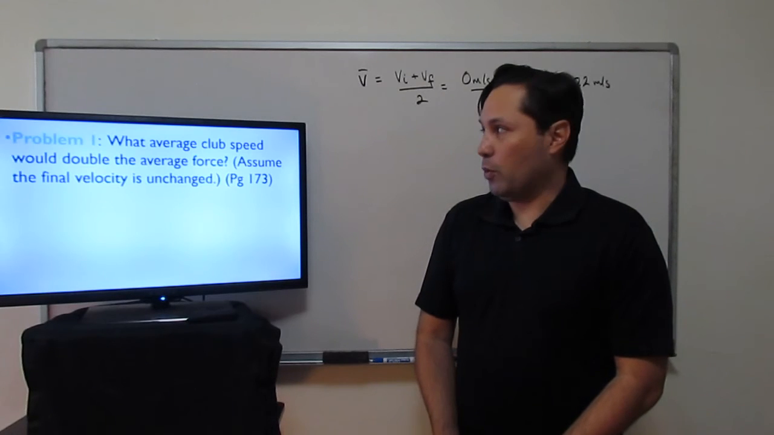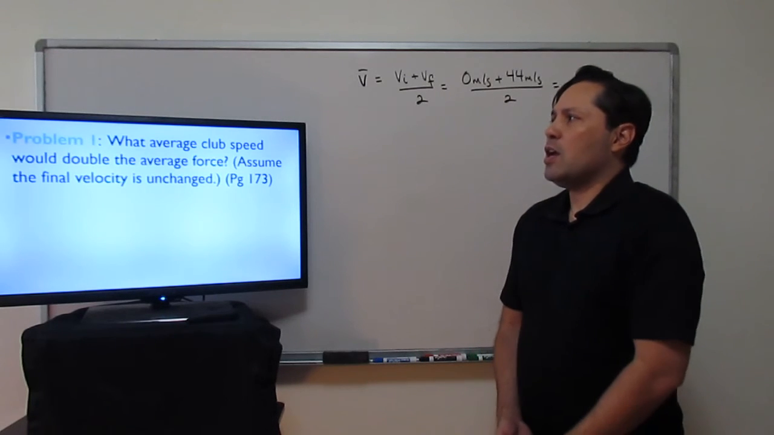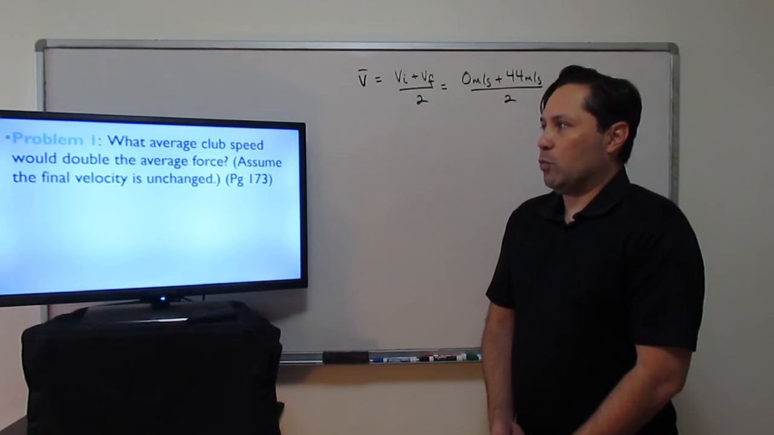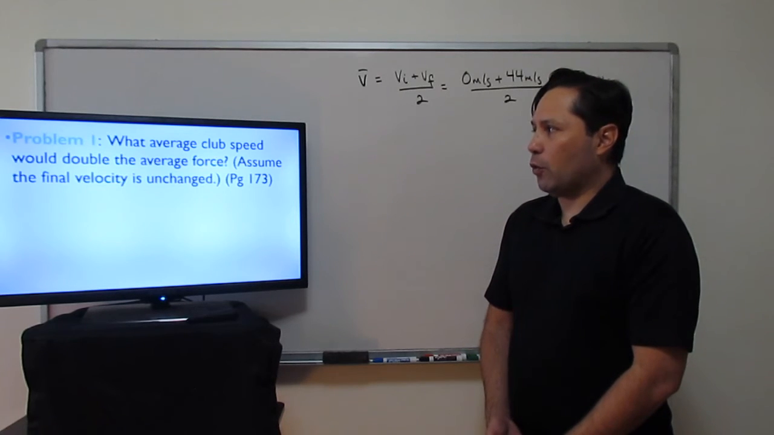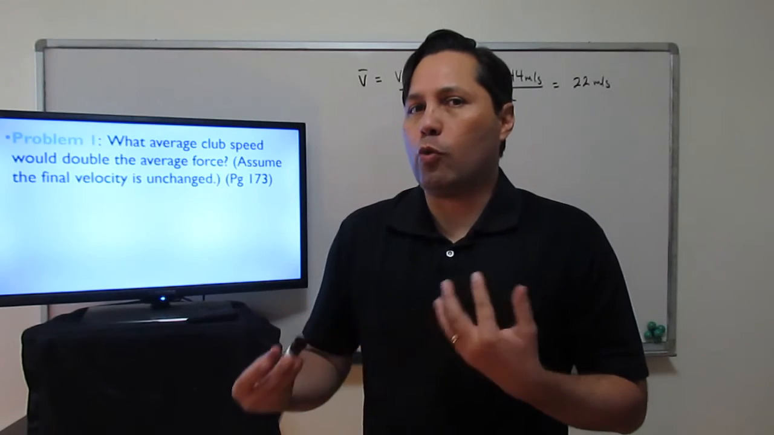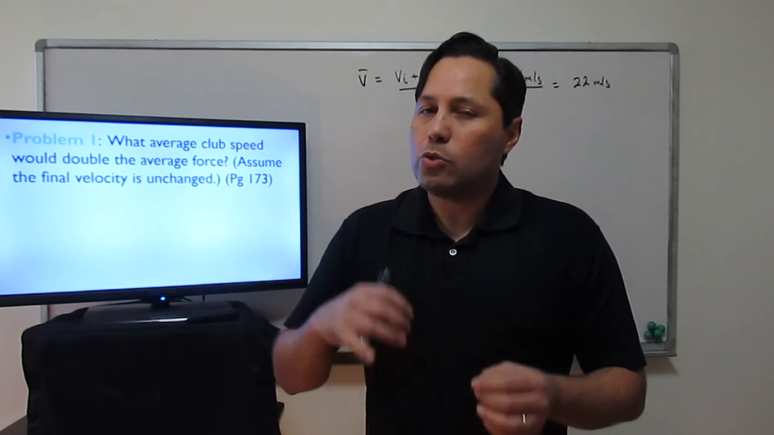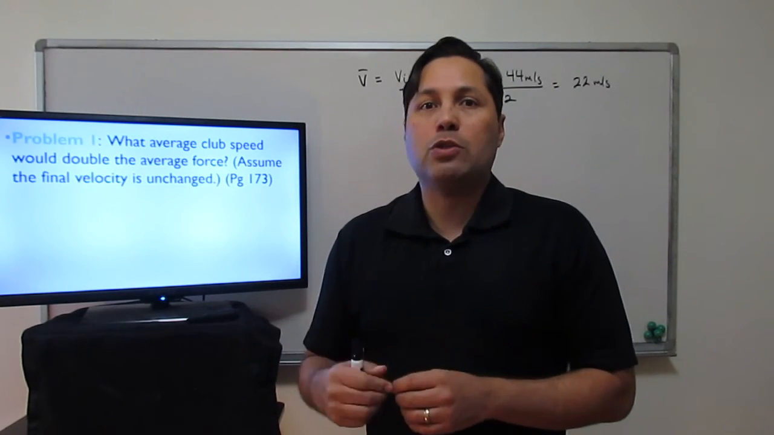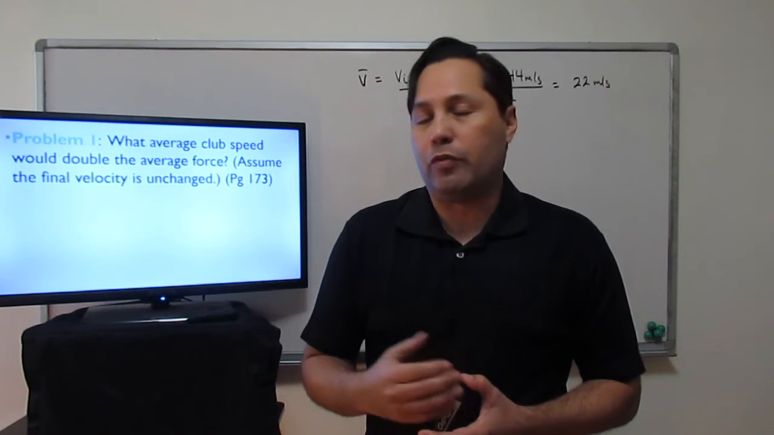Next is problem number 1. In this question they ask us, what average club speed would double the average force? So now we want to double the amount of force. So what will we have to do to the speed? To double the amount of force here, we need to double the speed of the club as well.